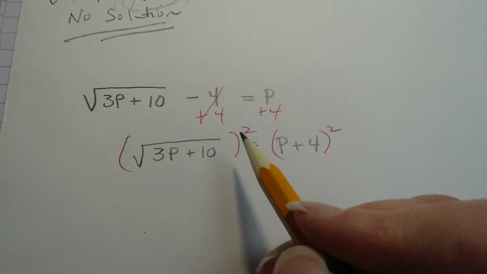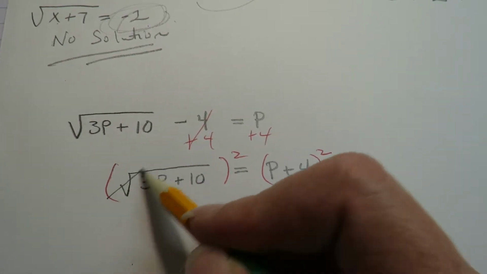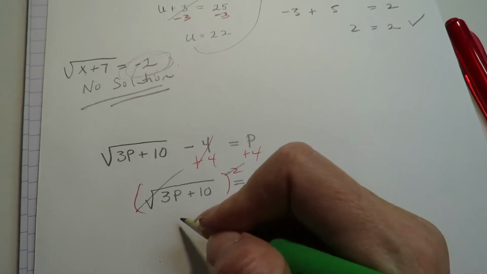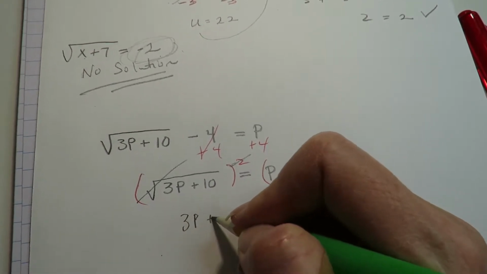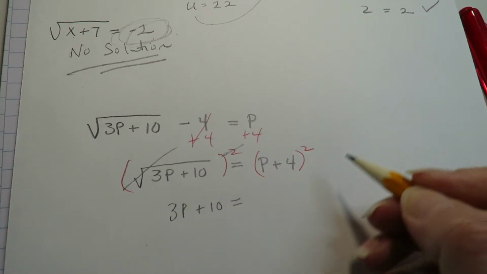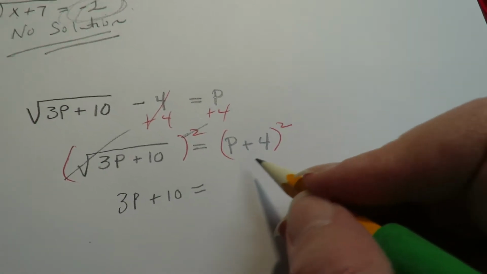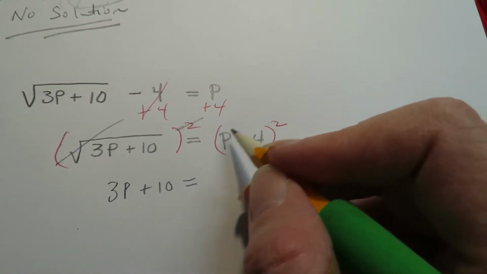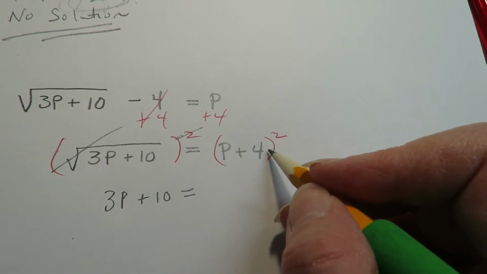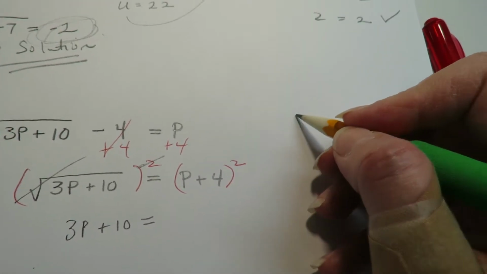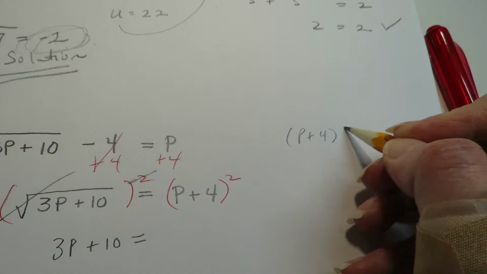Now this is where you have to be careful because on the left, the square root and the square undo each other. So you're left with 3p plus 10. But on the right, what is this? You have a binomial squared. How do you handle this? Right, this is a FOIL. You have to be really careful you do this correctly.